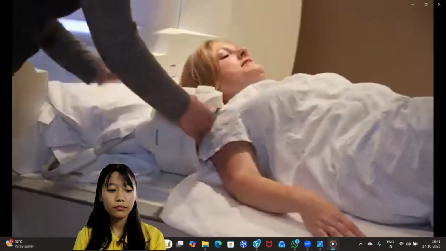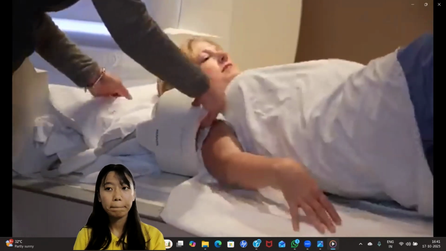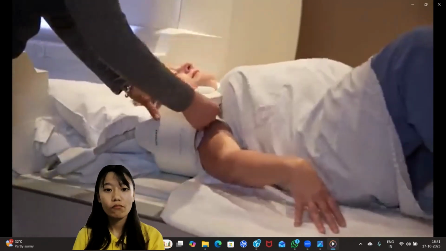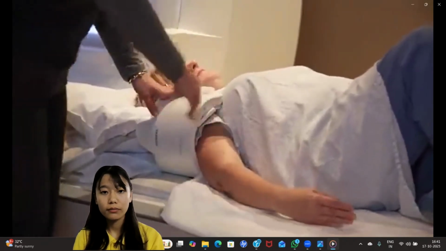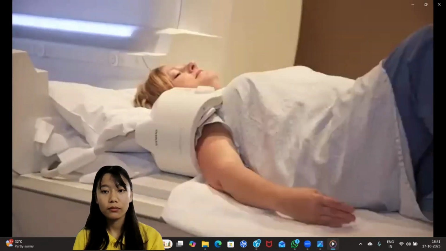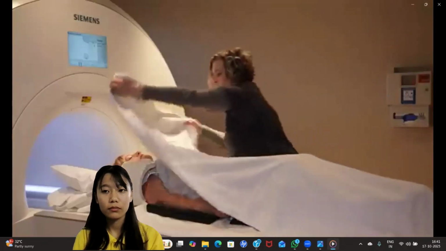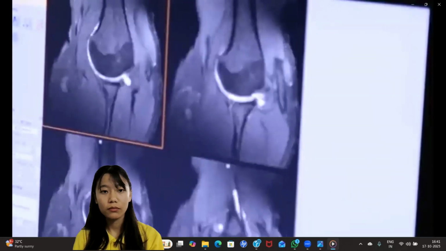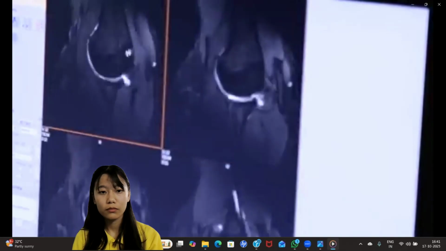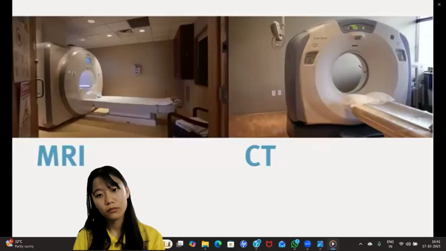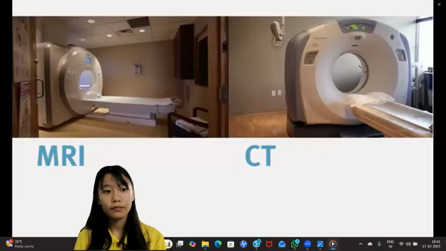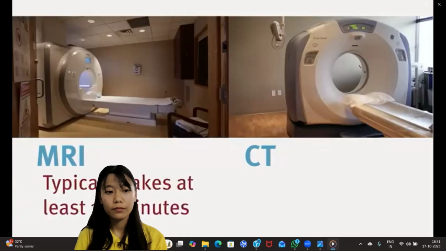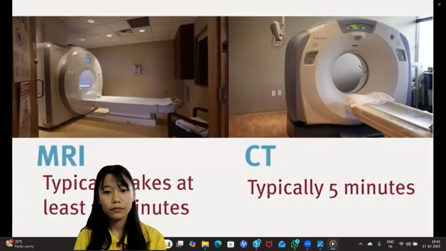So if the patient were to lay down on the table right now, we would place their shoulder into that coil, and between the radio frequency, the strong magnetic field, and the coil, which acts as an antenna, we are going to produce images of the soft tissue and the bone with MRI. I think that's one of the things that patients get the most confused on. A typical MRI is going to take at least 30 minutes. A CT scan is typically 5 minutes.